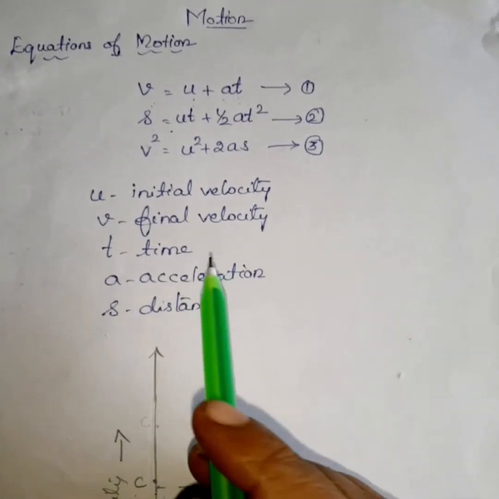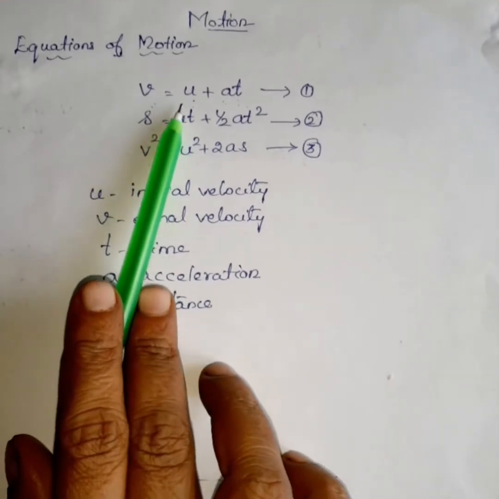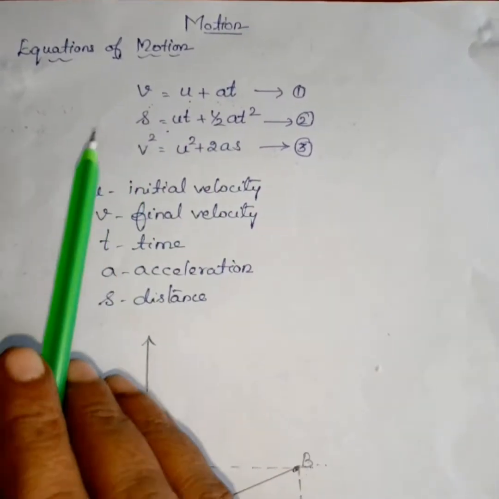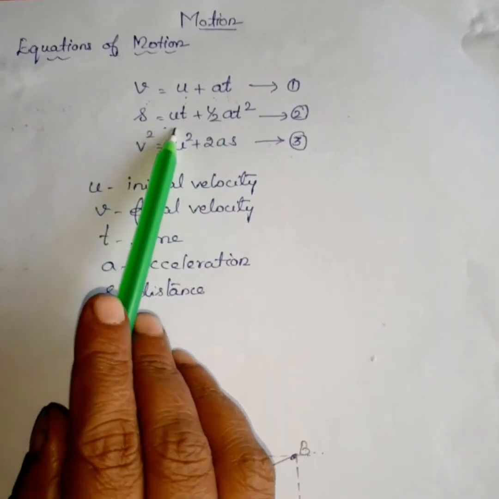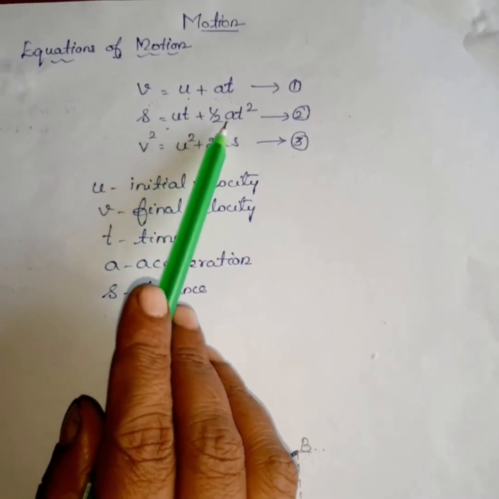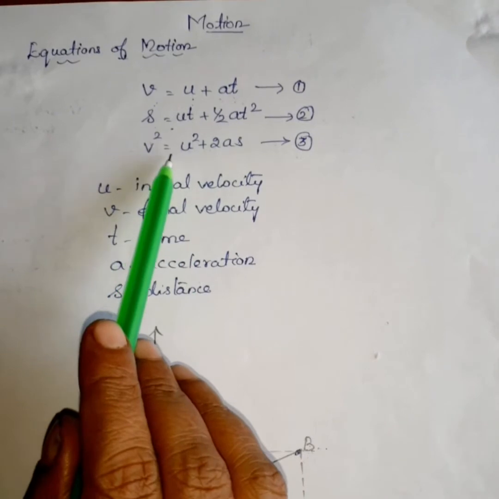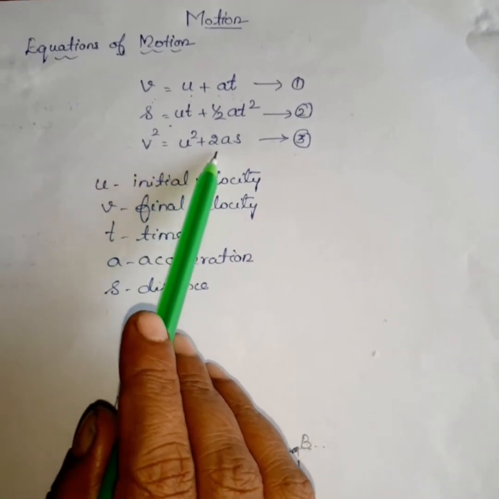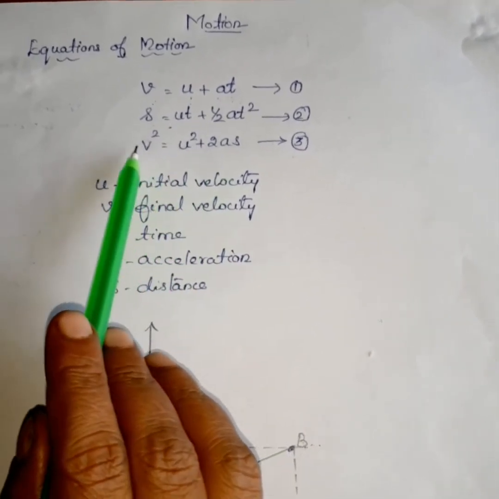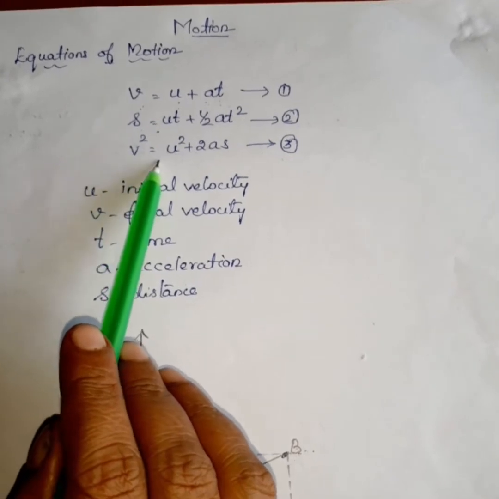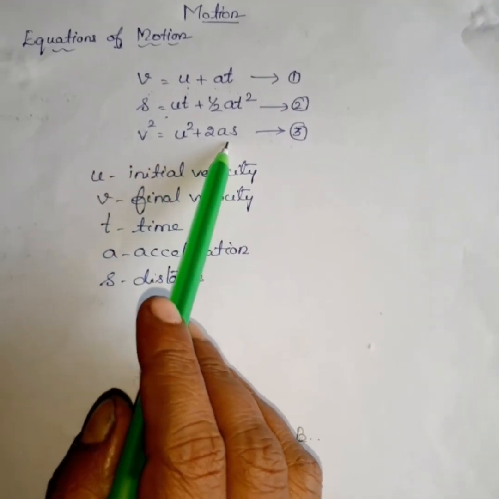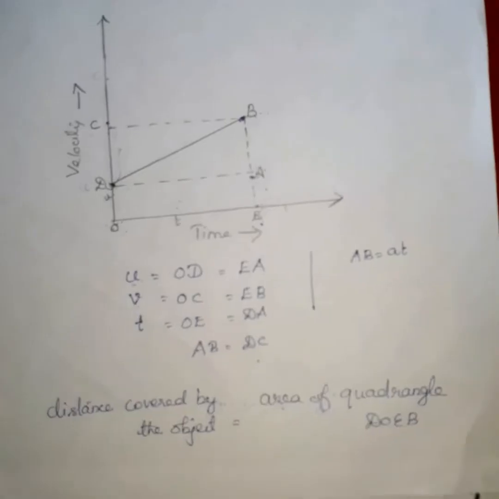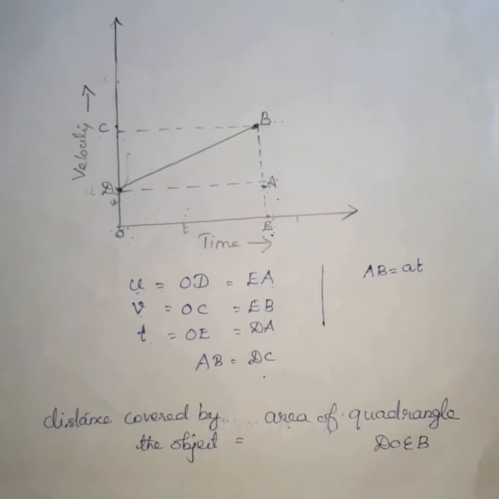Now you remember the three equations of motion. First one is v = u + at. Second, s = ut + ½at². Third, v² = u² + 2as. Now you determine the third equation of motion.